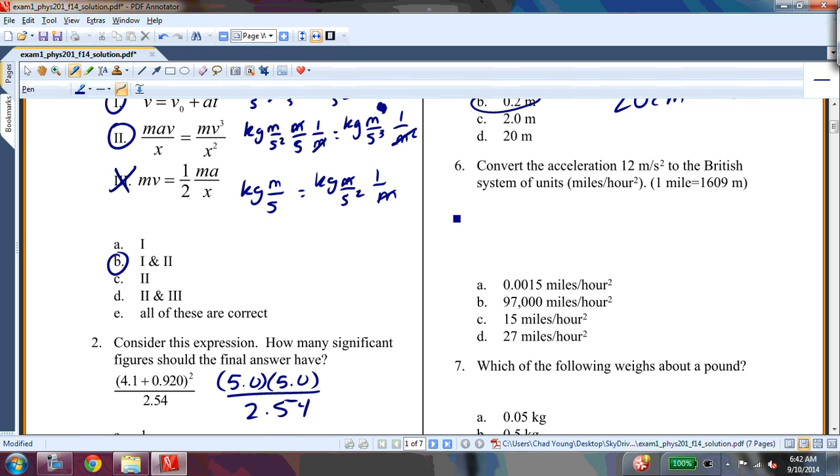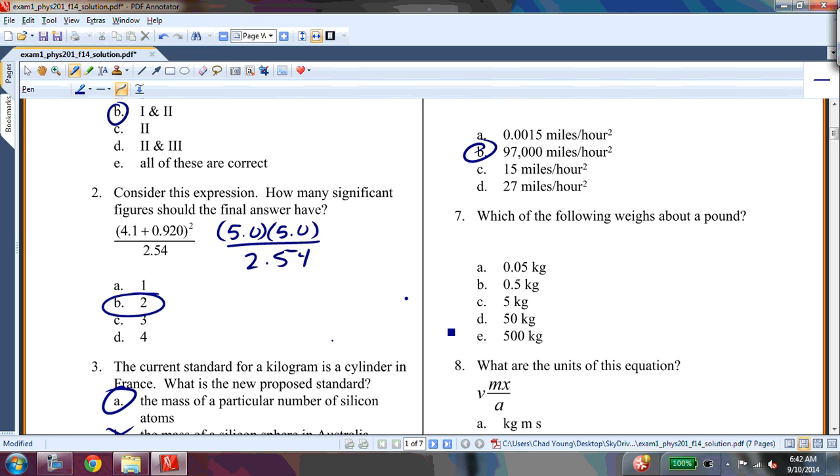Convert 12 meters per second squared to the British system of units. In 1 hour, there are 3,600 seconds. I have to square this whole term. And in 1 mile, I give you the conversion factor there. There are 1,609 meters. Let's see, 12 times 3,600 squared divided by 1,609. Get 97,000. So B.